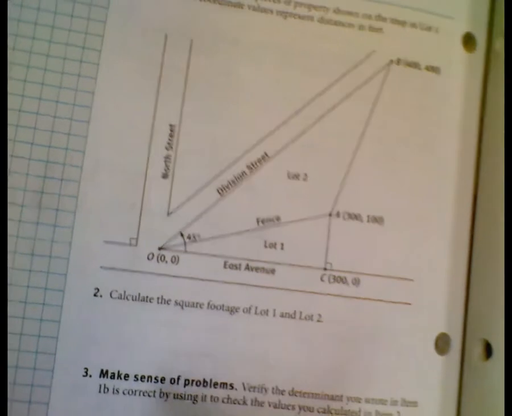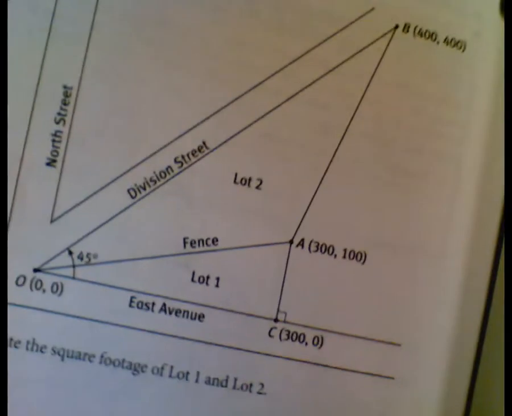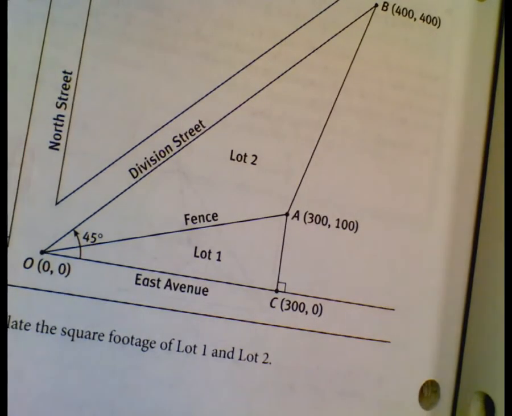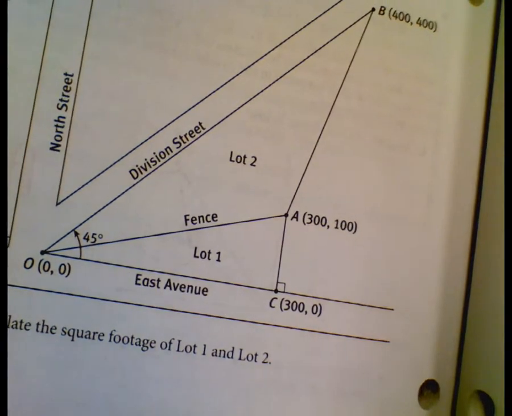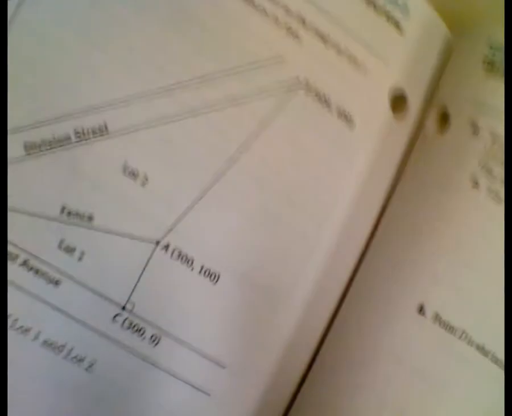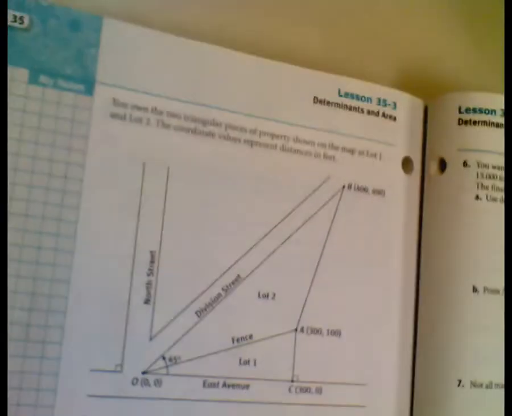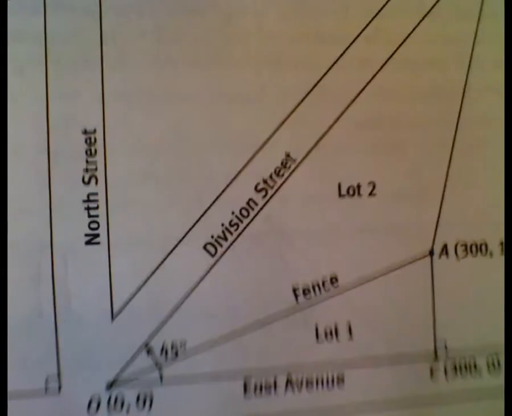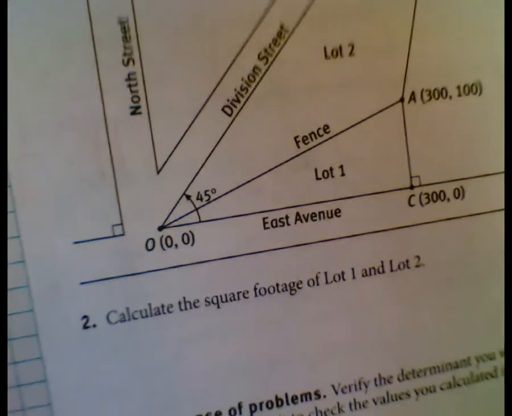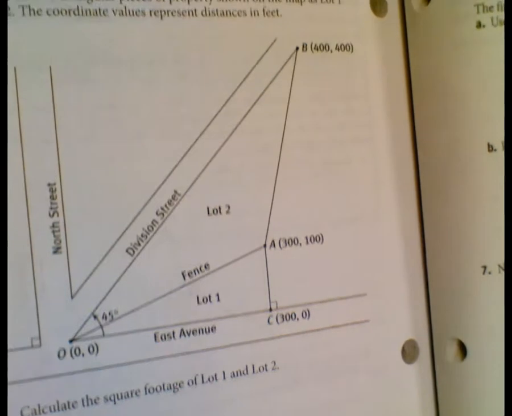So on the next page, on page 510, we have this big old problem, and it's a triangular piece of property, and they divided it into lot 1 and lot 2. Let's try to get this thing straight here for you. It's a bit harder to do this with the springboard here. Do I have it all in there yet? There we go. Is that all in there?